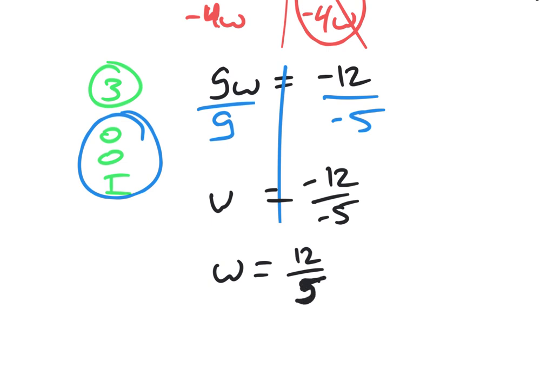I cannot simplify this answer. 12 is divisible by 6, it's divisible by 2, it's divisible by 3, it's divisible by 4. None of those numbers are divisible out of 5, so I can't reduce this ratio any longer.